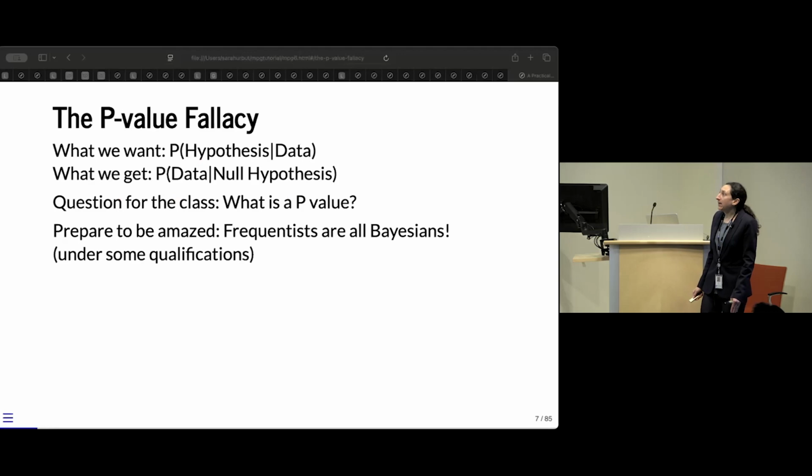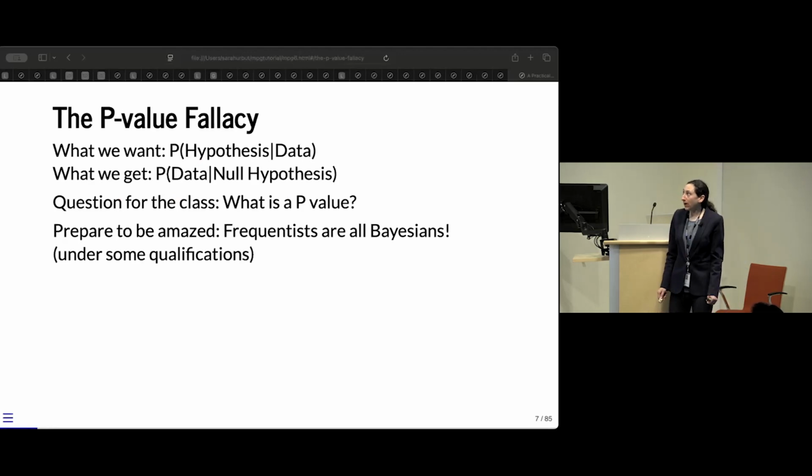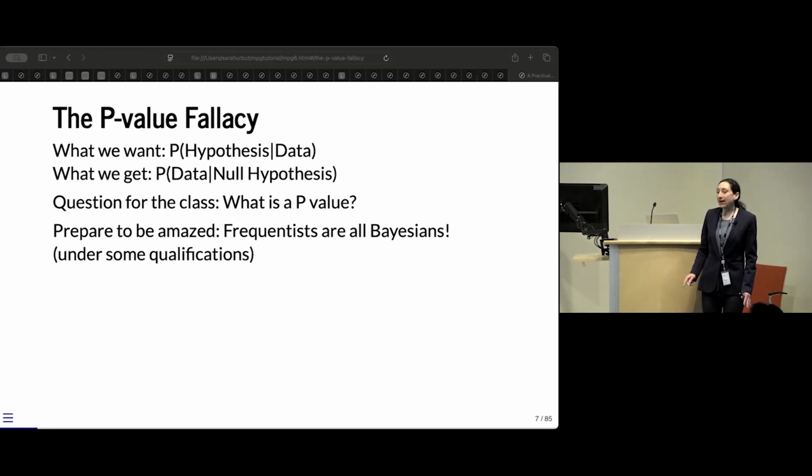And this is what I was describing before: the statistic that a p-value gives us, which is the probability of seeing a statistic as or more extreme given that the null is true, is not really what we're all trying to get at as scientists, which is the probability of a hypothesis given the data. And this is not actually restricted.